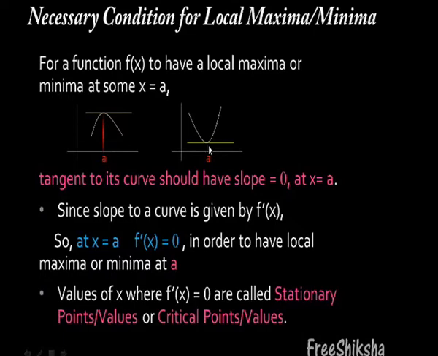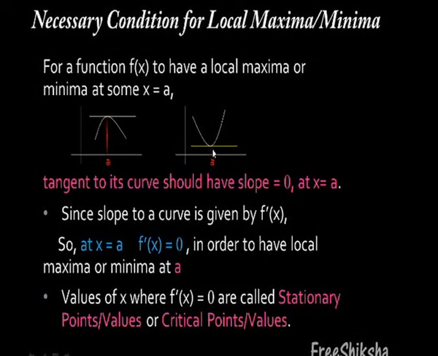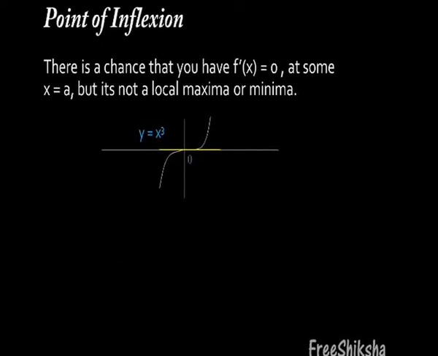So the values of x where f prime x goes to 0 are called the stationary points or values, or critical points or values. Now, the point of inflection. As I said, if you have f prime x equal to 0, it only qualifies you for having a maxima or minima at that point. It doesn't necessarily say that there will be a local maxima or minima at that point.